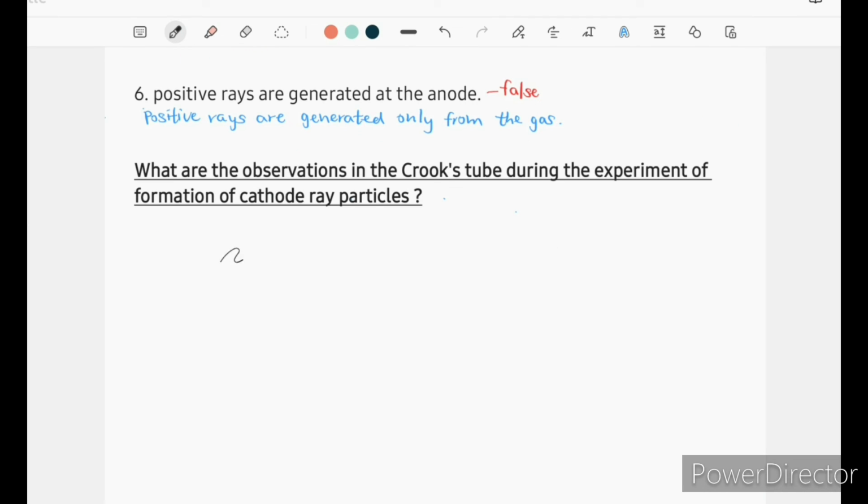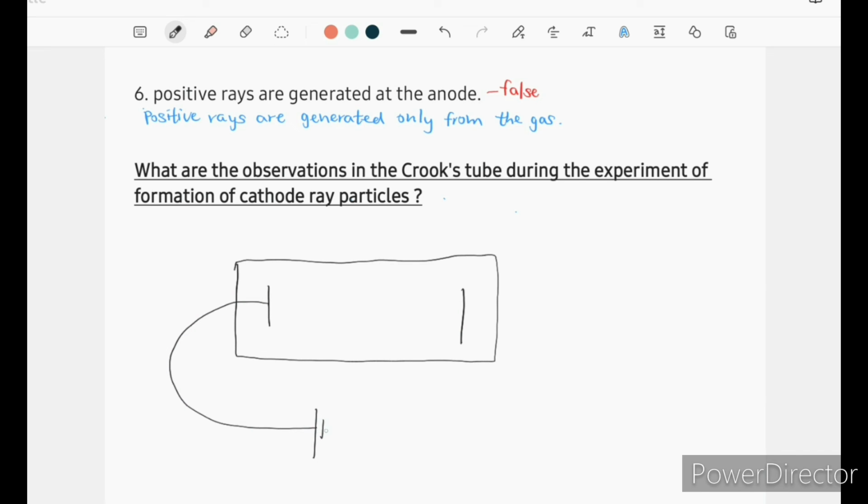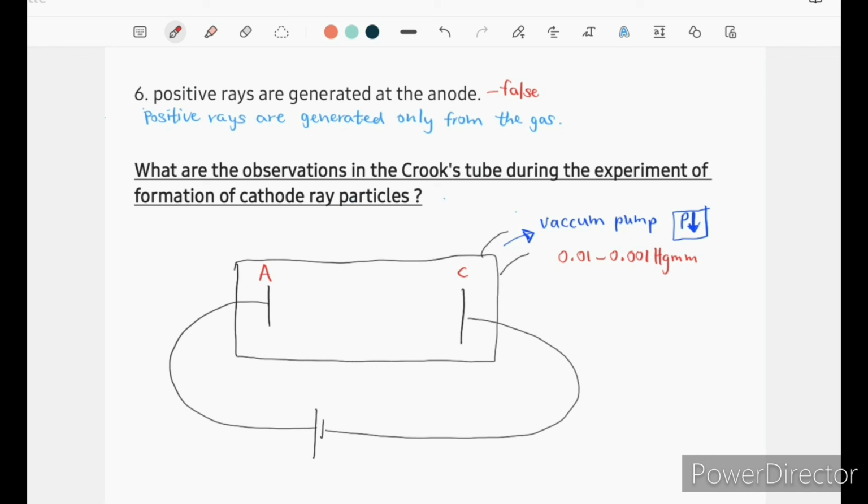What are the observations in the Crook's tube during the experimental formation of cathode ray particles? First, we will draw the experimental setup of the Crook's tube. Crook's tube is also known as cathode ray tube, which consists of an anode and a cathode which is connected to a power supply. This Crook's tube is connected to a vacuum pump. This involves reducing the pressure of the experimental setup. The power supply used here is most probably an induction coil. The induction coil is used to increase the voltage of the setup.